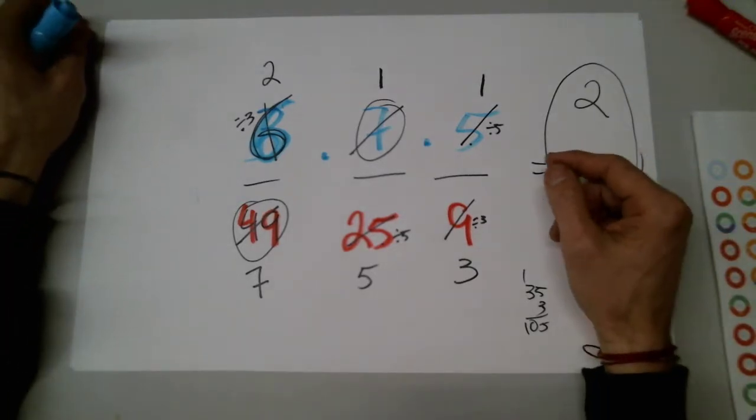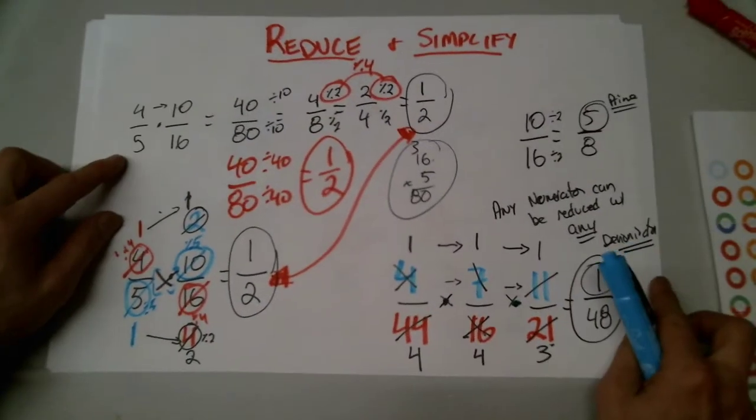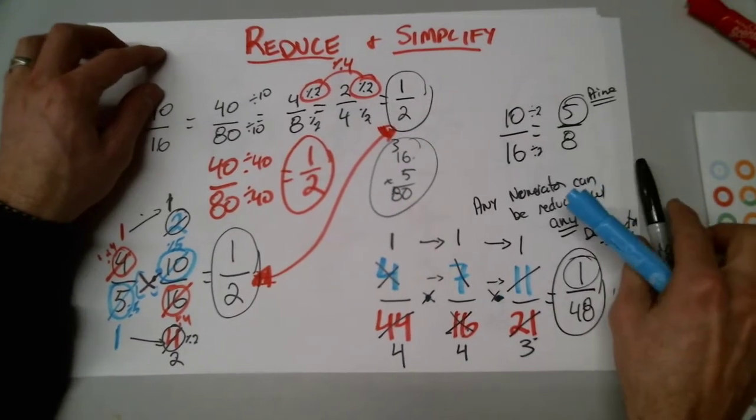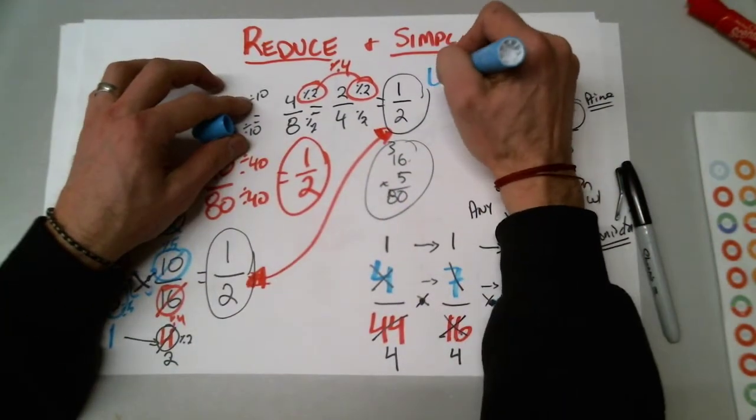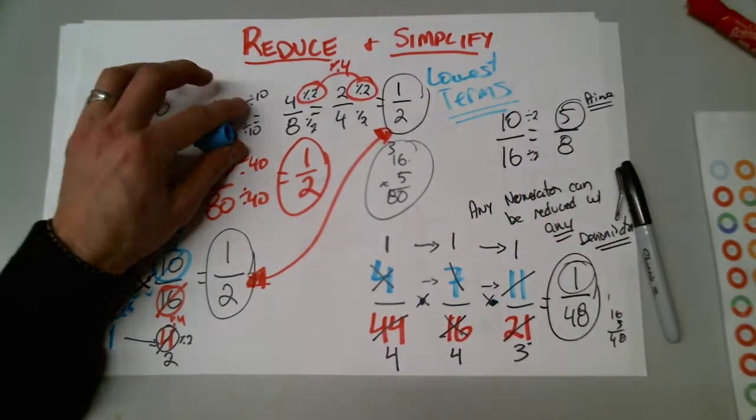So there it is, cross cancellation and simplification. Remember, it works at the end of every single question you do in fractions. You have to take it down to something called lowest terms. It's the smallest you can make a fraction.